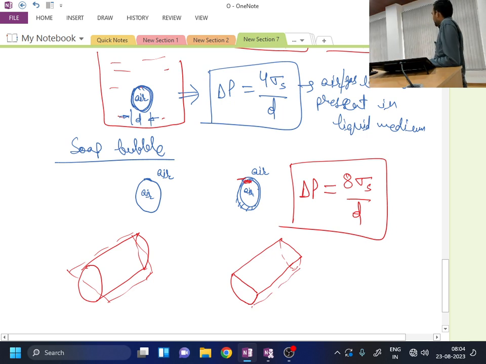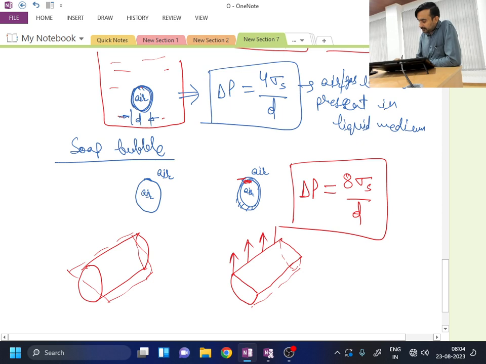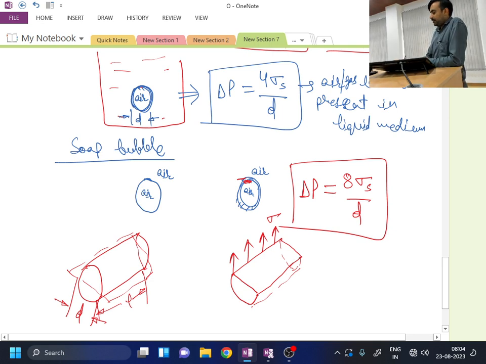Okay, so this will be my cylindrical portion. Now, perpendicular to the cut, we have surface tension force. So surface tension force is acting like this. Say D is its diameter and L is length. Then this dimension from here to here is L and this is D.